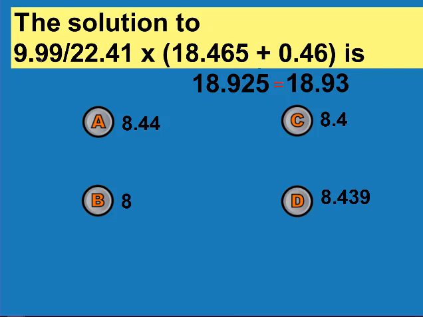Now I can plug in 9.99 divided by 22.41 times 18.93. I have 3 sig figs, 4 sig figs, and 4 sig figs. So my final answer should have 3 sig figs.